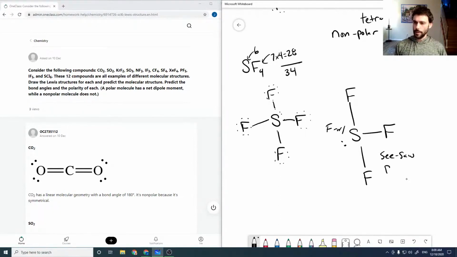It will be polar due to non-cancellation of our dipoles. And these angles, because of the lone pair here, will be less than 90 in here. So everything will be squished together a little bit. And yeah.